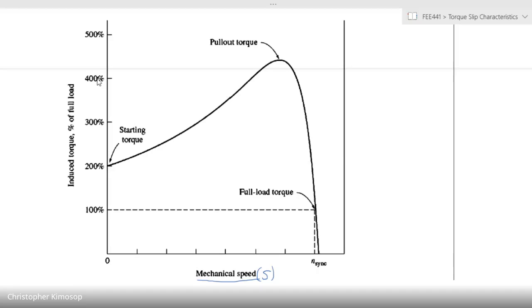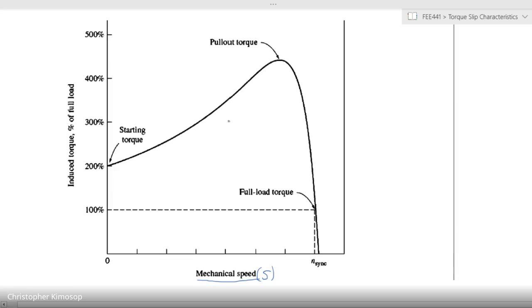So I was saying induced torque is represented in terms of the percentage of full load torque, right? Whereby full load torque is the rated torque that we have when you are looking at the machine itself. So let's look at some of the interesting aspects of this graph or this characteristic.